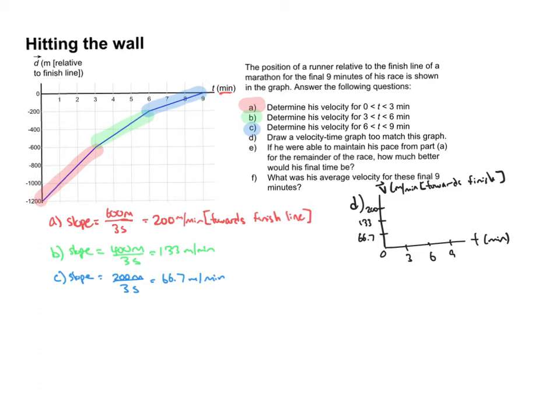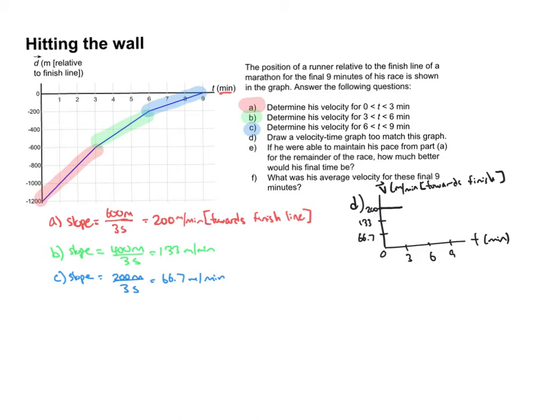66.7 times 2 gives me 133. 66.7 times 3 gives me 200 exactly. So this kind of was a fluke for this one. Okay, so for the first 3 seconds, it's 200 meters constant.